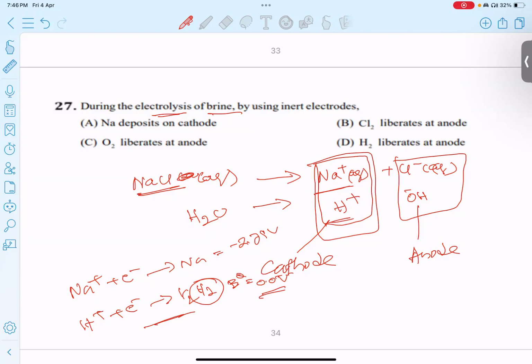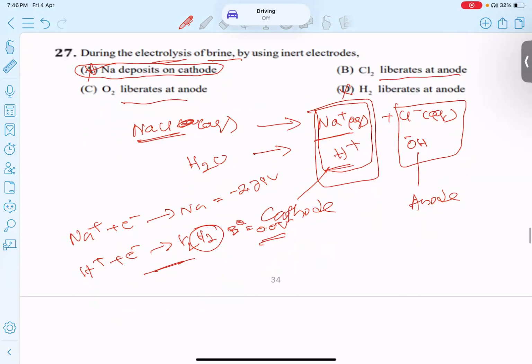In this option, hydrogen at anode is given. That is not the correct answer. Chlorine liberates at anode, oxygen liberates at anode, sodium deposits on cathode. Sodium ion is not deposited, so option A is also not correct. Now let us take the anions. Chloride ion and OH minus ion move towards the anode. At the anode, the reaction with lower value of E naught is preferred, which would be oxygen.